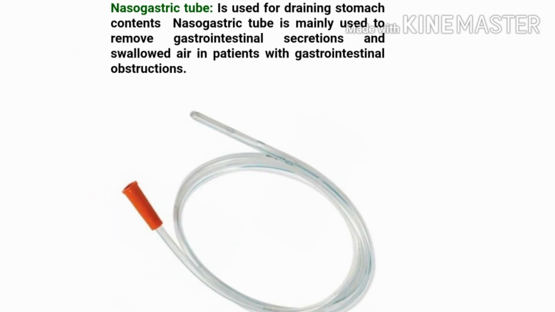And last but not the least, the last image is the nasogastric tube. It is used for draining stomach content. A nasogastric tube is mainly used to remove gastrointestinal secretions and swallowed air in patients with gastrointestinal obstruction. So this was all about the nasogastric tube.